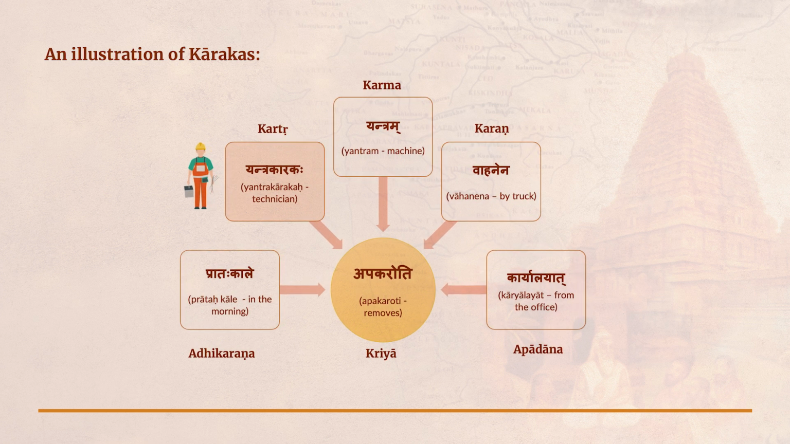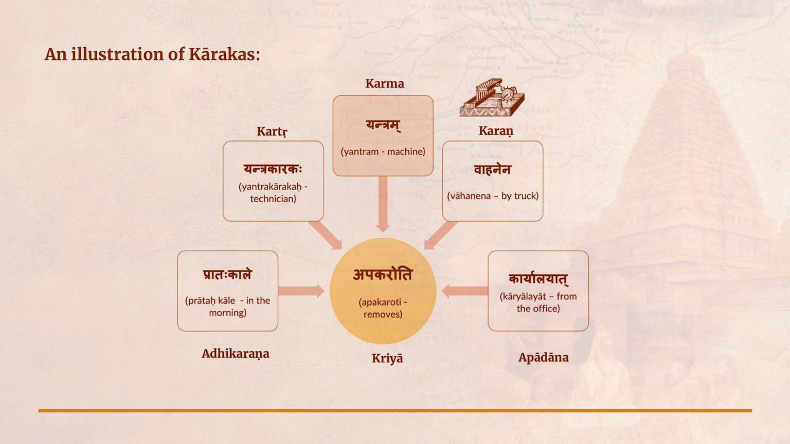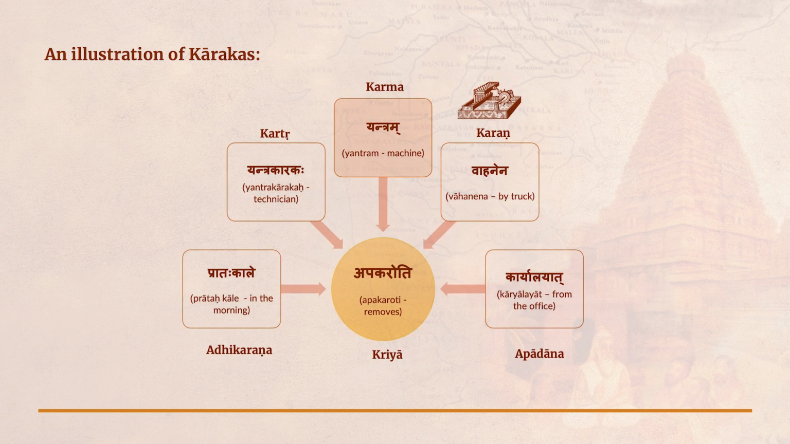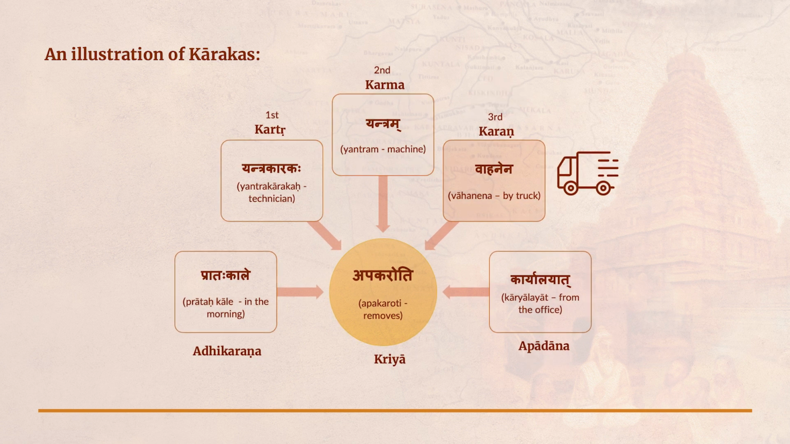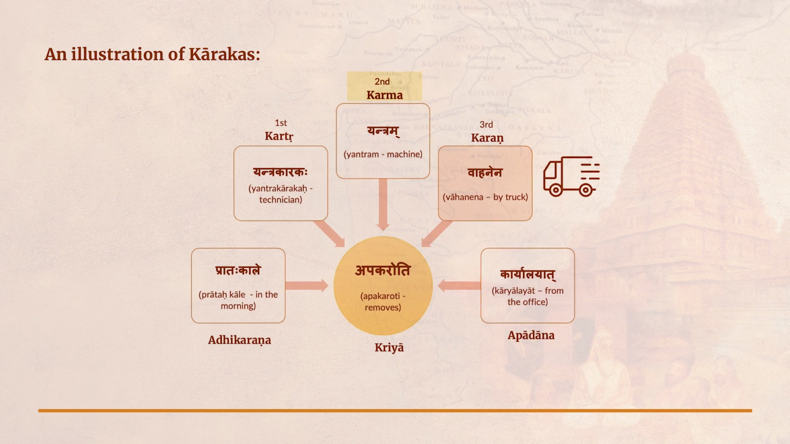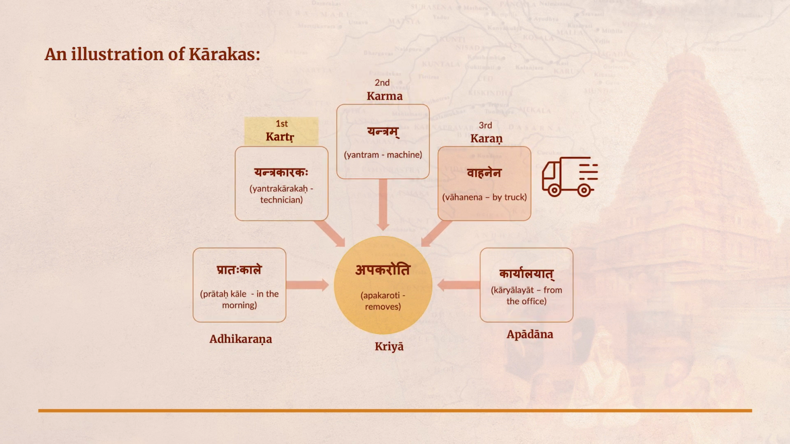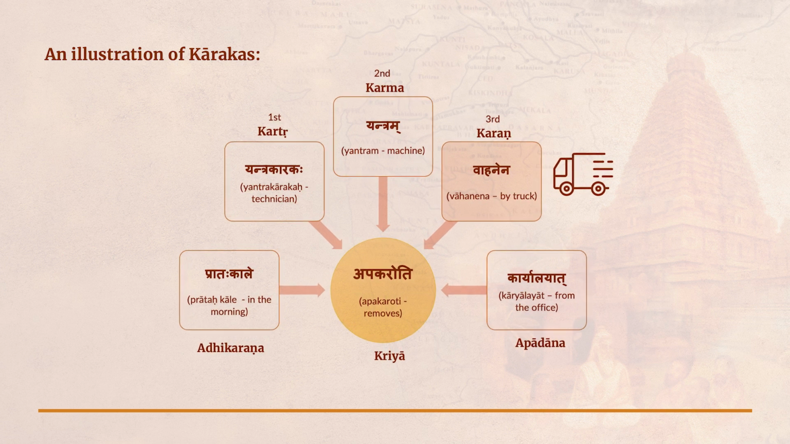And what is being removed? It is the yantram, the machine. So which is the object which is being removed. And how did he remove? Vahanena, with the vehicle. That is a third case. So this is a third case. This is a second case. This is the first case actually. Vahanena, with the help of a vehicle.